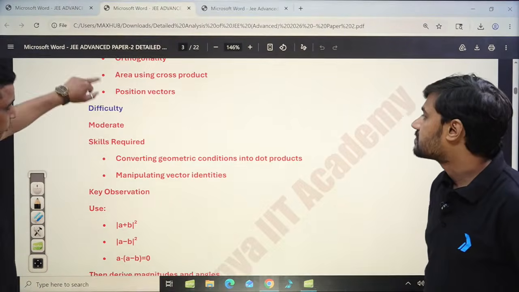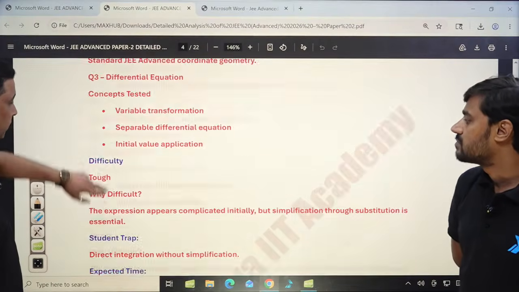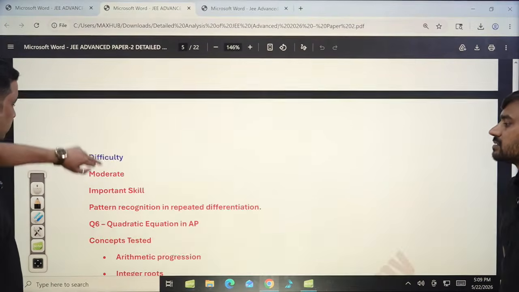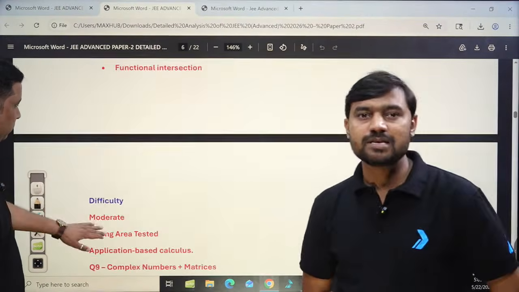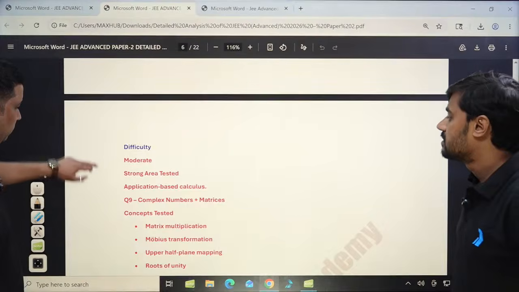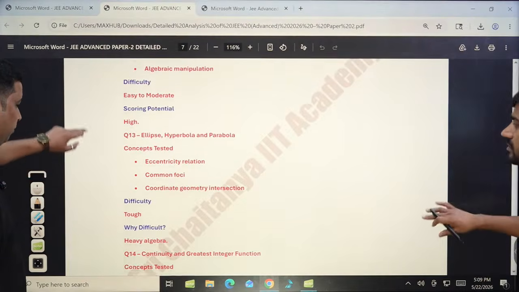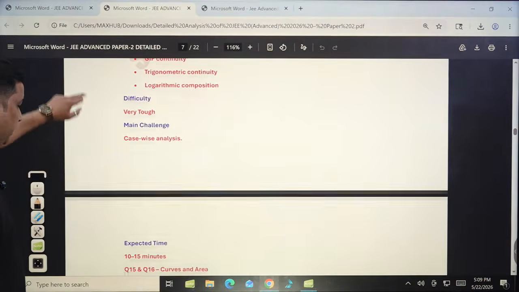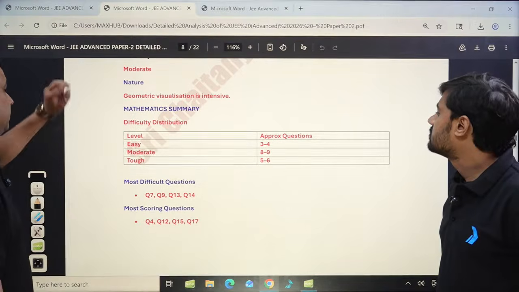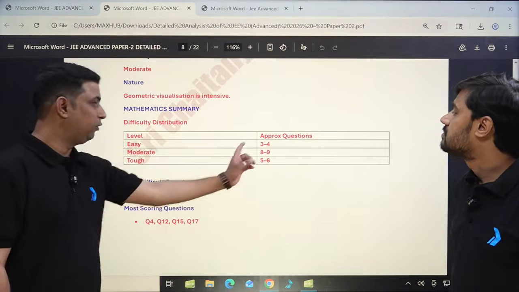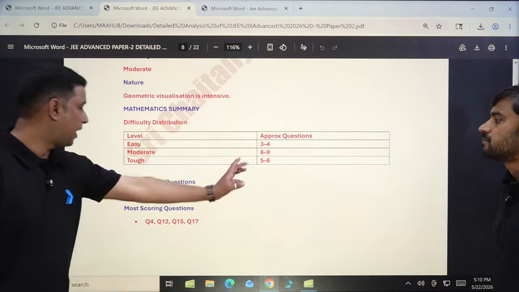Sir, I think we have to discuss the last part: what were the doable questions and what was on the tougher side. There was also analysis of how many questions were from 11th and how many from 12th. So we have to go with that part. Easy questions were 3 to 4, moderate was 8 to 9, and tough questions were 5 to 6.